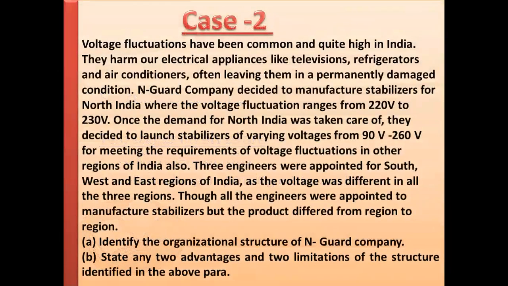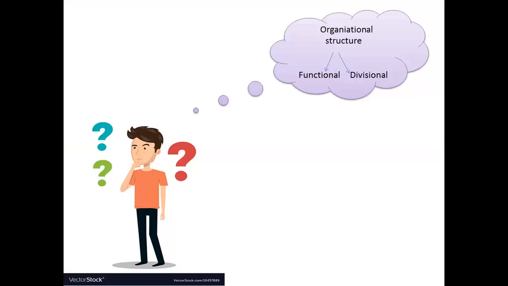Let's take up another case. In this case, again, a big question is there, but we have to see the question first. What is the question? Identify the organizational structure of NGARD company. So, dear student, how many structures are there? There are two structures. One is functional structure and the other one is divisional structure. It means out of these two, one is the answer. But how do we know which one is the answer?